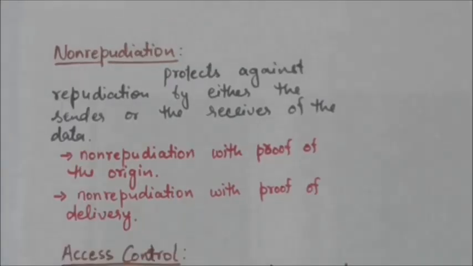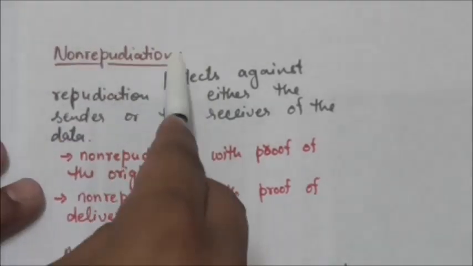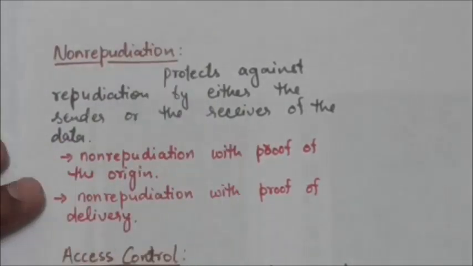The next security service is non-repudiation. The non-repudiation service protects against repudiation by either the sender or the receiver of the data. In non-repudiation with proof of origin, the receiver of the data can later prove the identity of the sender if the sender denies. In non-repudiation with proof of delivery, the sender of the data can later prove that the data were delivered to the intended recipient.